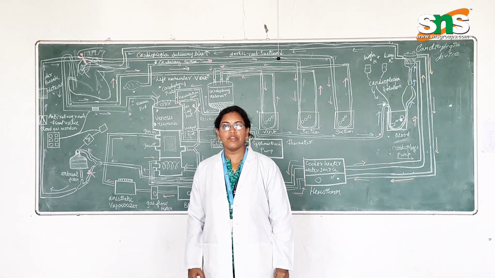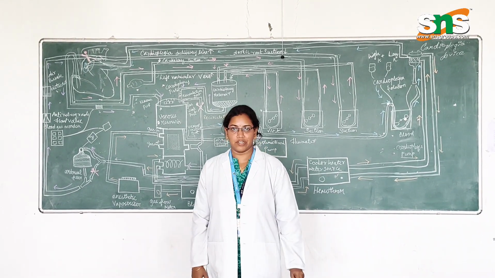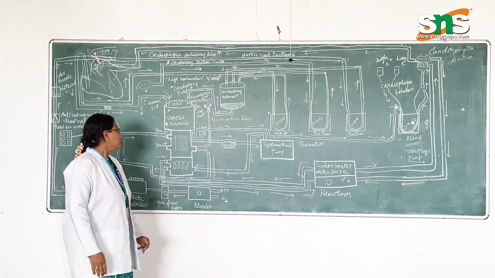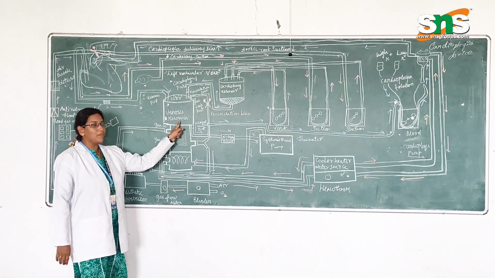Today we are going to see about the complications that can occur in the CPB circuit. So I am going to explain each and every complication in detail. Now the main complication that I am taking here is the venous reservoir.